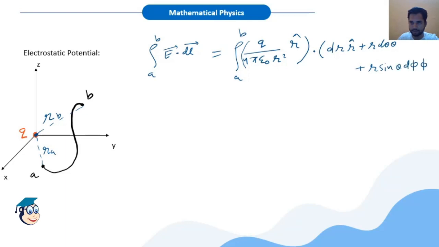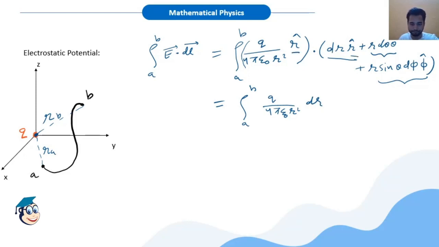d phi phi cap. Okay, so you can all see that r cap dot r cap will be 1 and r cap dot theta cap is 0, r cap dot phi cap is 0, so we will be left with only one term, that is the first term. Rest terms will give 0 due to dot product. Okay, so this is equivalent to integral from A to B Q over 4 pi epsilon naught r square dr. Okay, r cap dot r cap is 1 and we will be left with this quantity.